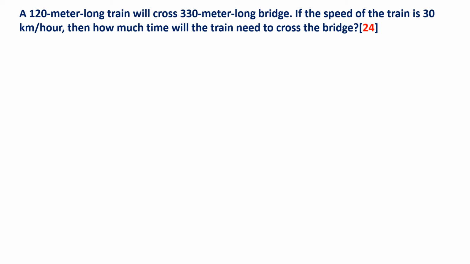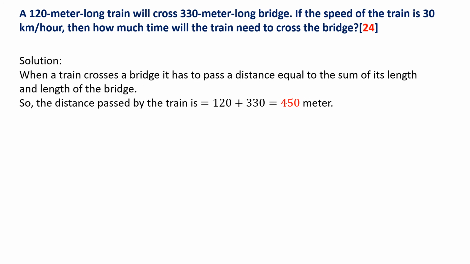Now there is another problem that relates to trains. A 120-meter long train will cross a 330-meter long bridge. The length of the train is 120 meters and the length of the bridge is 330 meters. So when the train crosses that bridge, the distance traveled by the train will be 120 plus 330. If the speed of the train is 30 kilometers per hour, then how much time will the train need to cross the bridge? It is question number 24, by the way.